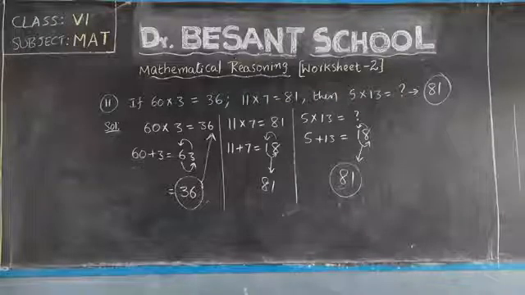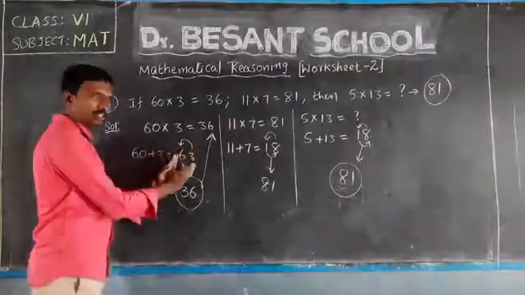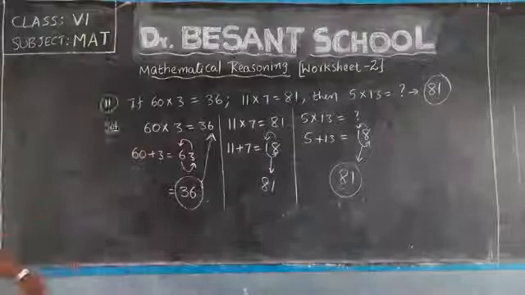Okay. Add the two numbers, then whatever resultant answer is obtained, let the digits be interchanged. Enough. Okay, my dear students.